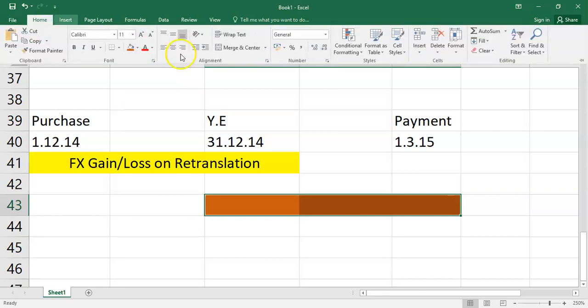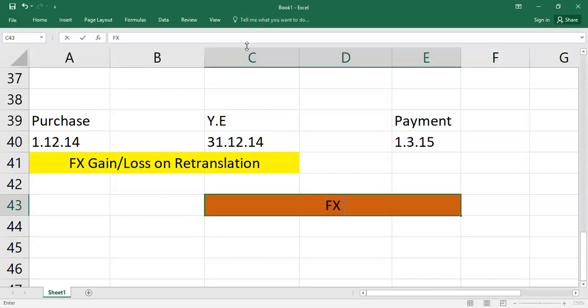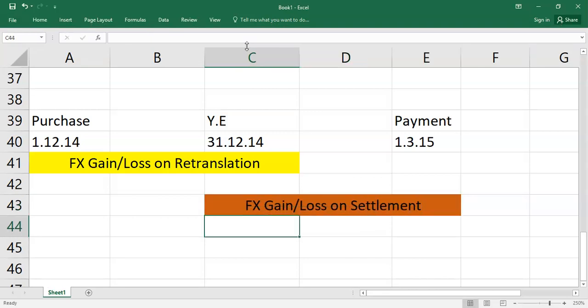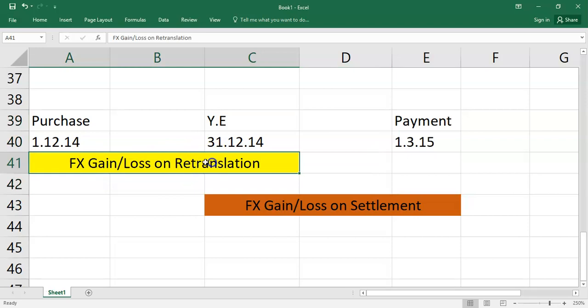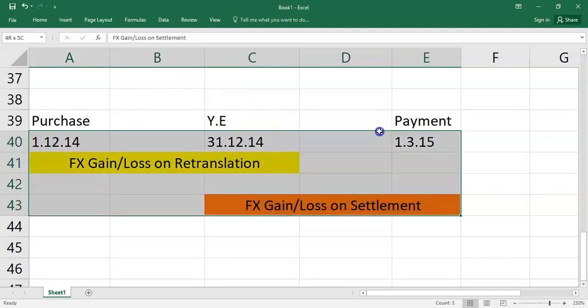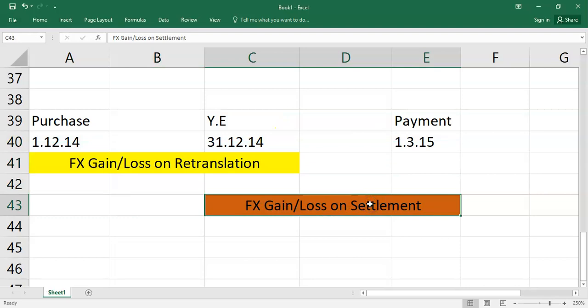And we'll merge it just to make it easier. You're going to have an FX gain or loss on settlement, because you're going to settle and pay that money on the 1st of March, but it could be at a different exchange rate. And the point in separating them out is, this FX gain or loss goes in the 2014 accounts. I might have the year wrong, but the principle still stays the same. This FX gain or loss goes in the 2015 accounts. So you have to split them out.